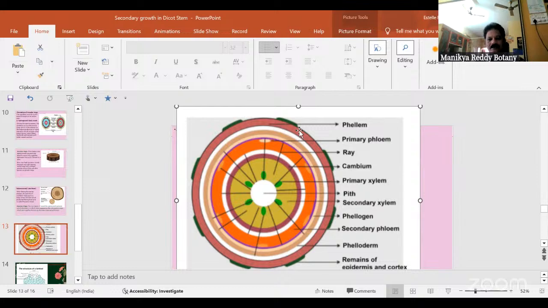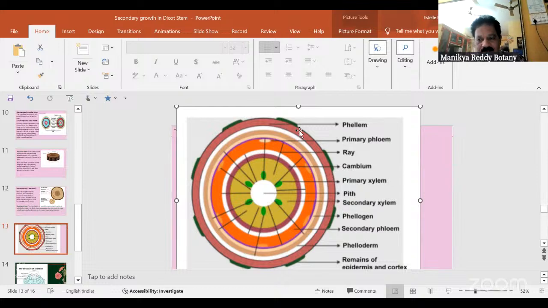I'll repeat once again. There are three different terms: phellogen, phelloderm, phellem. Phellogen is the cork cambium. It is formed from the outer cortex. Just below the epidermis, some of the cells of the outer cortex become meristematic. They form phellogen. Phellogen is nothing but cork cambium.